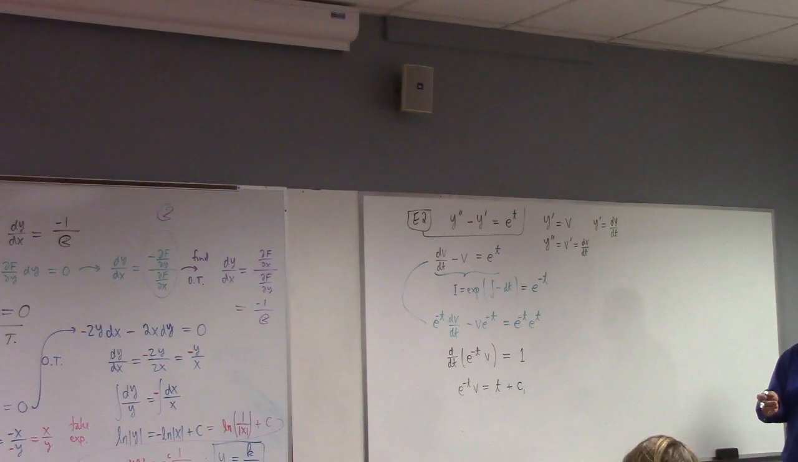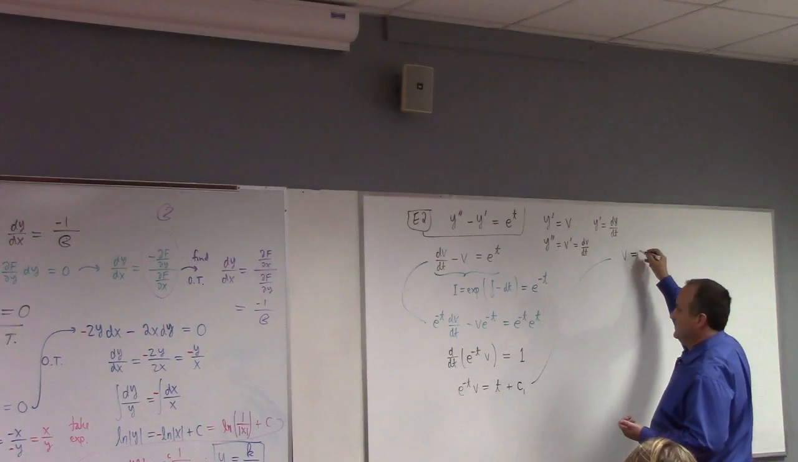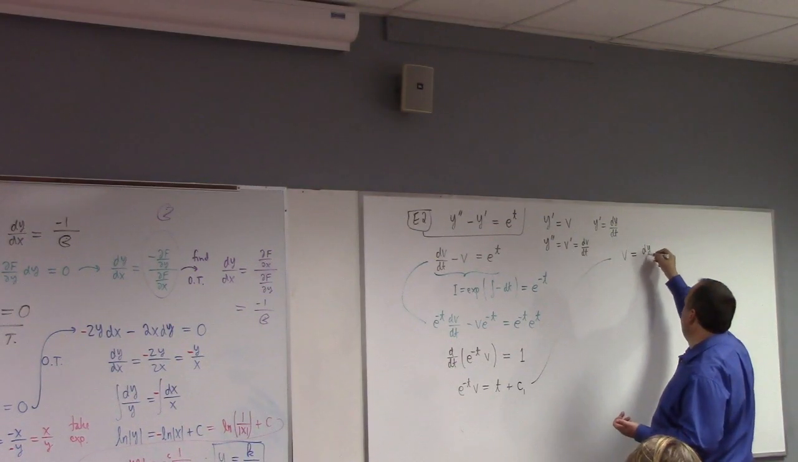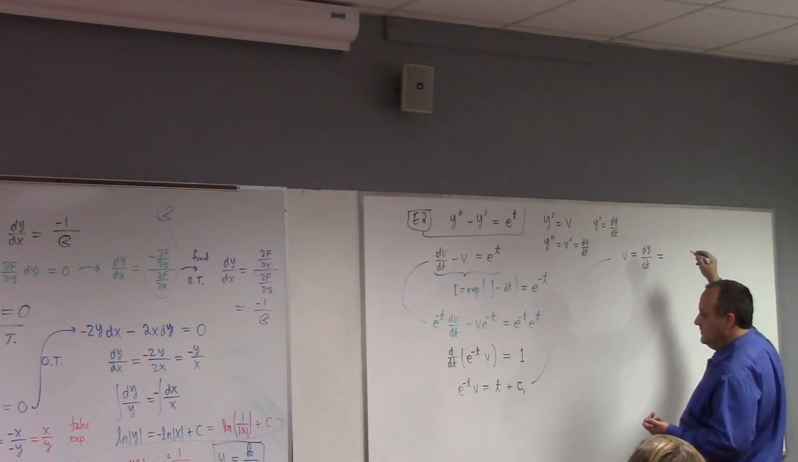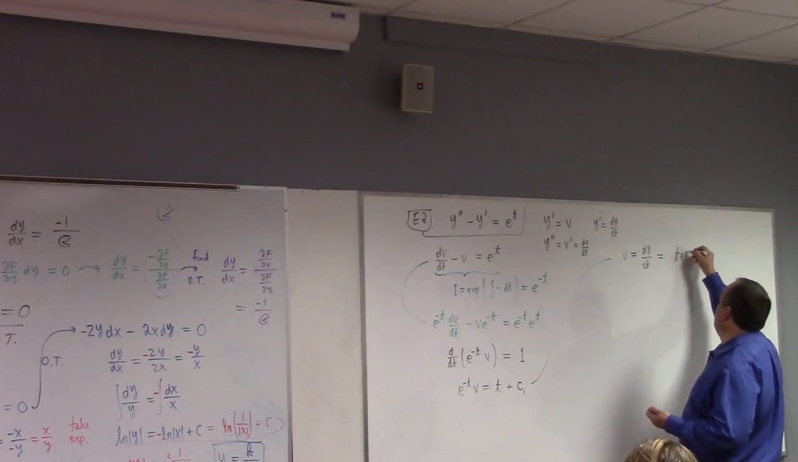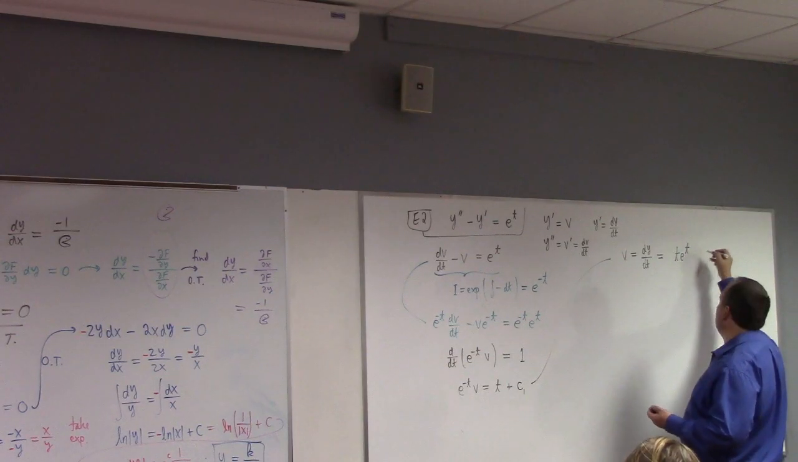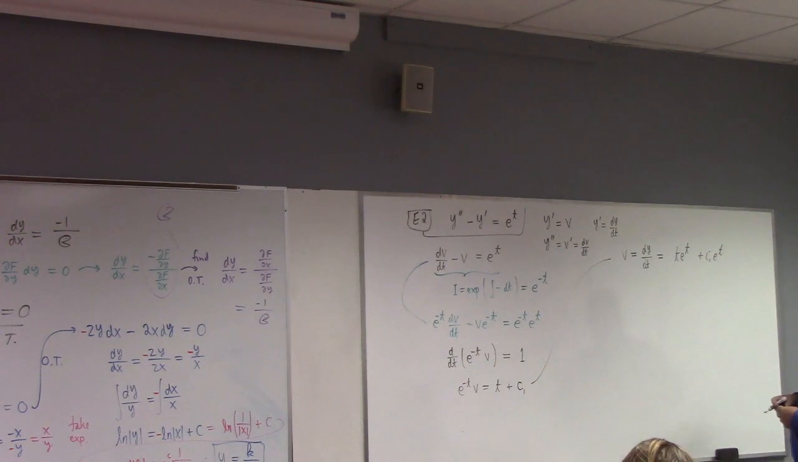Are we done? We're done with this part of it, kind of. So we can solve for v. And that gives us v, which is, by the way, dy/dt, equals t e to the t. I knew there was going to be a cost to this example, plus c1 e to the t. The cost is calculus 2.